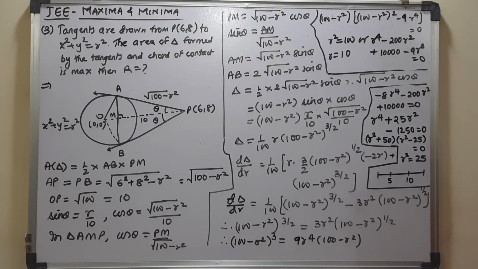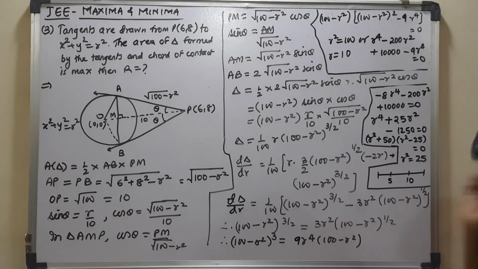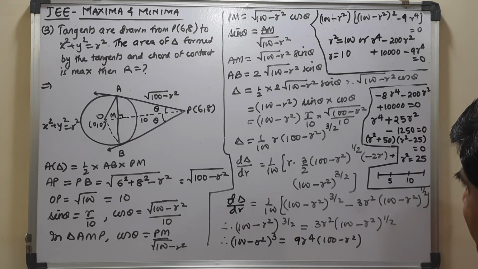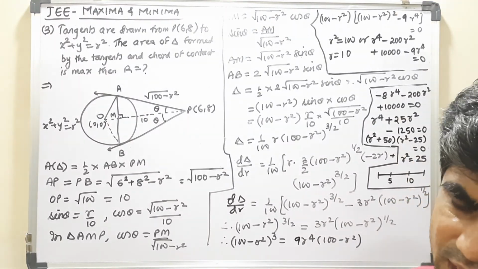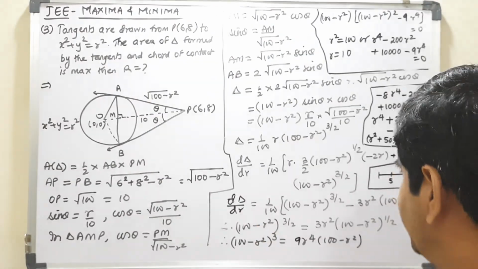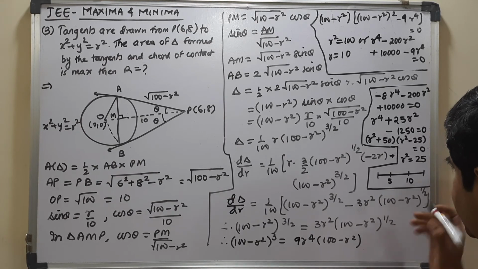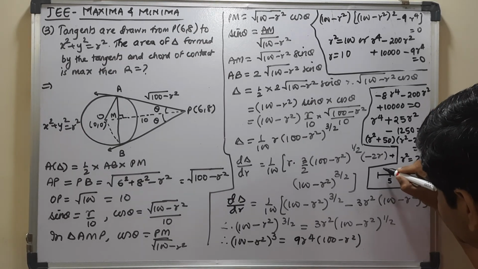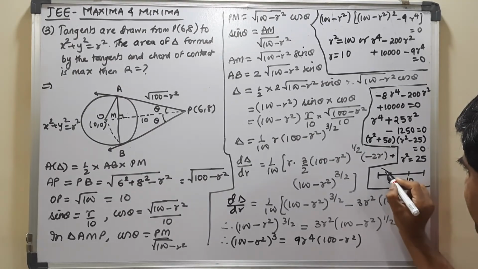So I will check first 5. To the left of 5, if I take 4, this will become 16. 16 means this is 100 minus 16, that is 84. 84 ka square root. So 84 is nearby to what? 91. So it is 8 cube. 8 cube means very big value. And this is square root. So okay, this is your positive value over here. So to the left it is positive. That is, the left derivative is positive.